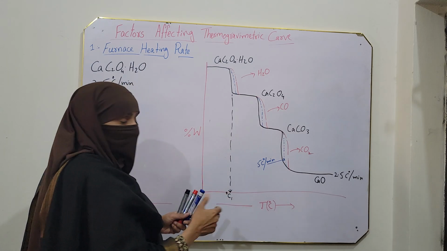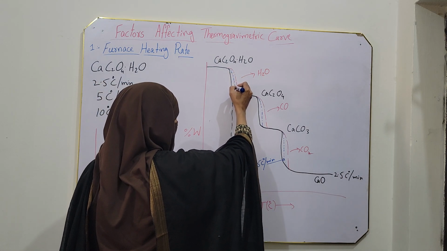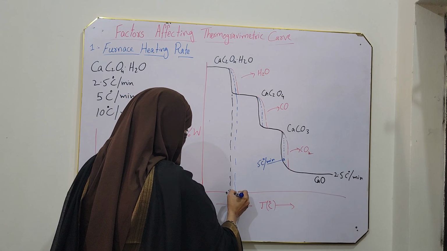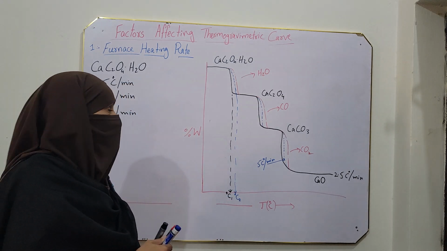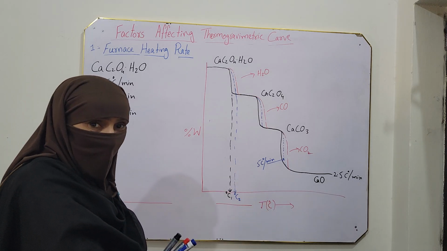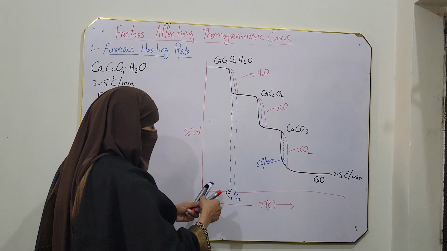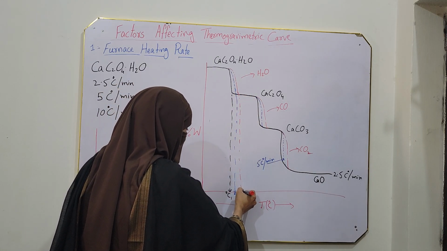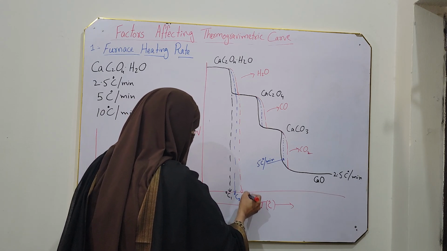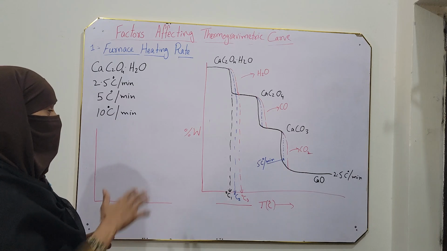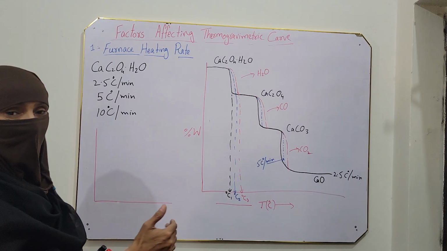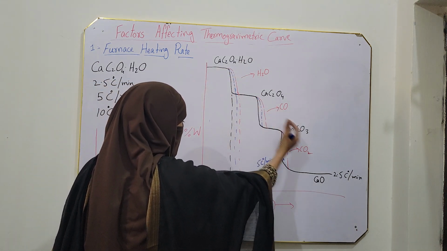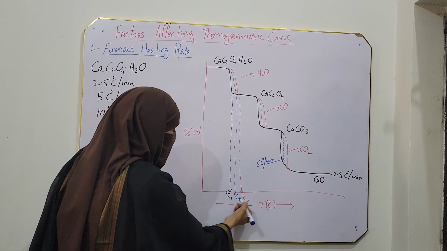Then the same decomposition at a fast heating rate will start at a higher temperature. This means the step is shifted toward higher temperature. The same sample decomposes at a slightly higher temperature. Similarly, when the heating rate is further increased, the same decomposition step is shifted toward a further higher temperature. So this is one major effect shown in this thermogram: by increasing the heating rate, our thermogram curve is slightly shifted toward the right, meaning the decomposition temperature increases.